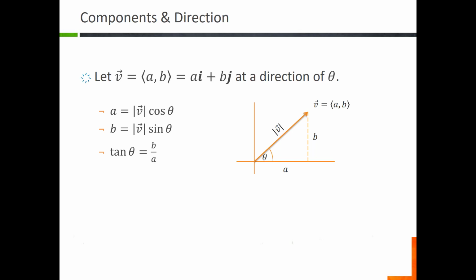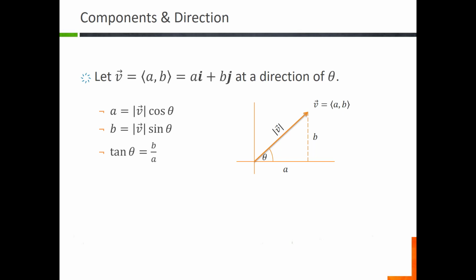Given an acute angle theta, rotating around the origin, we know the relationship between the bottom of the triangle, which is the adjacent side, A, the horizontal component, and the hypotenuse, which is the magnitude of the vector, has to be related by cosine of that angle. So we could solve that for the horizontal component and get A is equal to the magnitude of the vector times the cosine of theta.